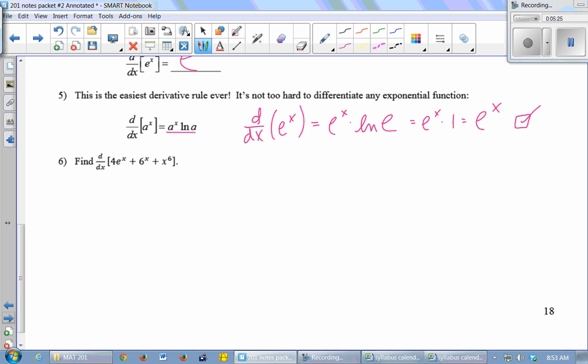Okay, so let's use our new rule to take the derivative of 4e to the x plus 6 to the x plus x to the 6th. All right, so what's the derivative of 4e to the x? 4e to the x, right? Easiest derivative rule there is. Okay, plus, what's the derivative of 6 to the x? Close. 6 to the x times the ln of 6. Plus, what's the derivative of x to the 6th? 6x to the 5th. That's it.